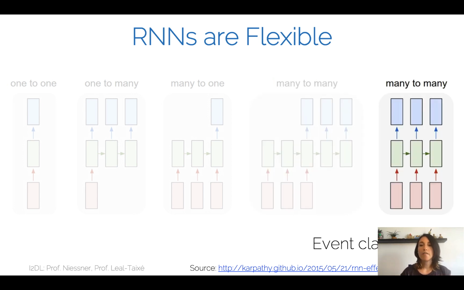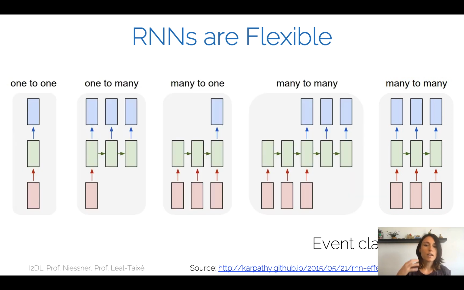But we can also have many-to-many mapping in which we want to have an immediate action. For example, in the case of event classification, we have a series of video frames as input, and then we have a series of labels as output, one for every frame, that tells us what kind of event is being depicted in that frame of the video. So recurrent neural networks are extremely flexible, and this is why we're going to cover them in this lecture, and we're going to see how to perform this operation here.